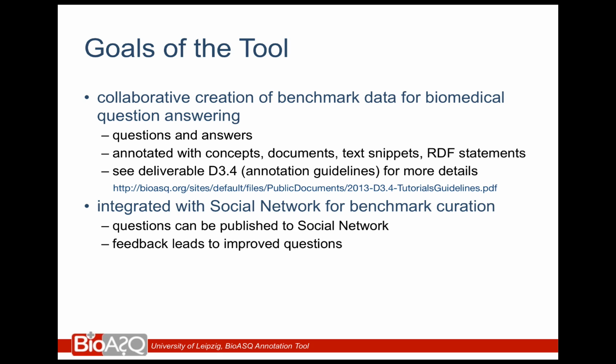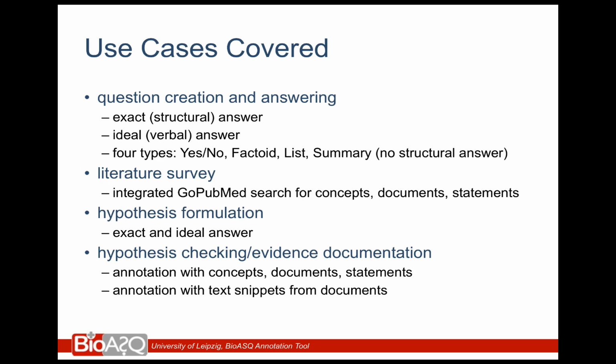So questions can be published to the social network, and on the social network, feedback can be given to those questions, and this feedback can be then incorporated into the questions on the annotation tool. By iteratively repeating this process, we were able to achieve a higher quality of questions in the benchmark dataset. The following use cases are covered in the screencast.